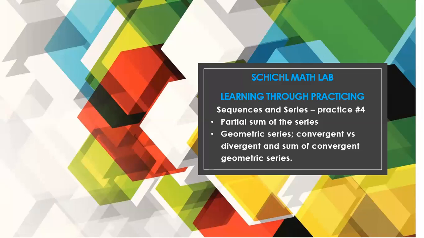So in this video, we're going to start our practice number 4. For the previous 3 practices, we finally finished the sequences. Starting at practice number 4, we are going to start the series. We have 2 topics in this practice. The first part is the partial sum of the series. And then the next one, we're going to talk about the geometric series and how to determine whether it is converging or diverging. And if it's a converging geometric series, how do I find the sum of the geometric series?